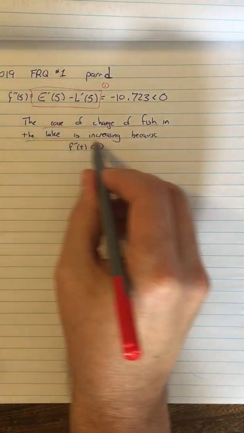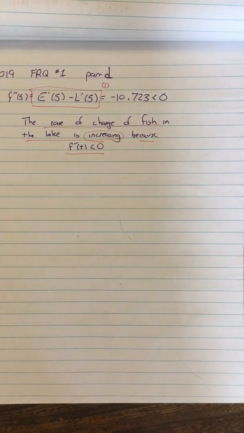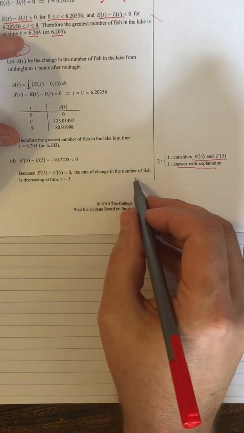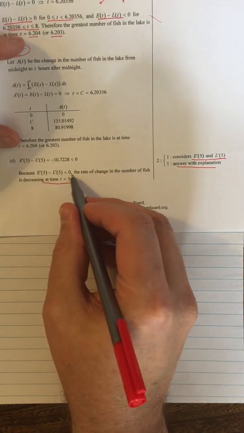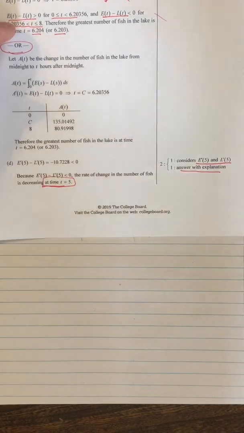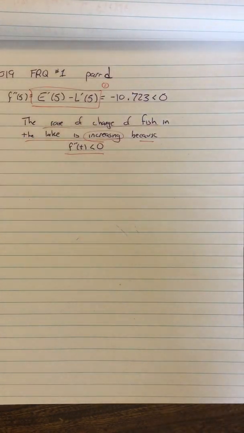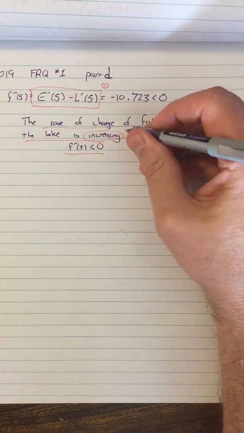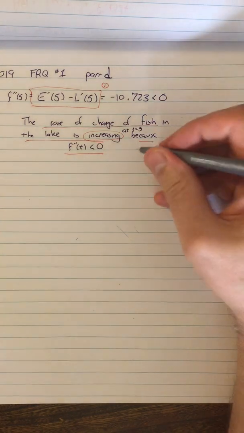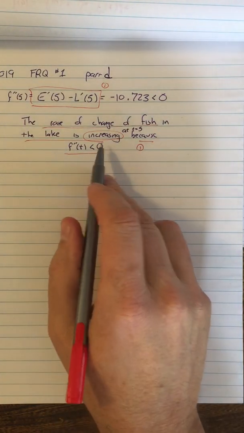So here's our answer. The rate of change is increasing because f double prime of t is less than 0. It's possible that I would lose the answer point here because I didn't say the rate of change in the number of fish is decreasing at time t equals 5. And that's really critical for them because that rate is not always decreasing. So I need to say that it is increasing at t equals 5. There's a good chance I would have lost that point on that one. But that's your third point, is the answer with the explanation, which is because f double prime is less than 0.